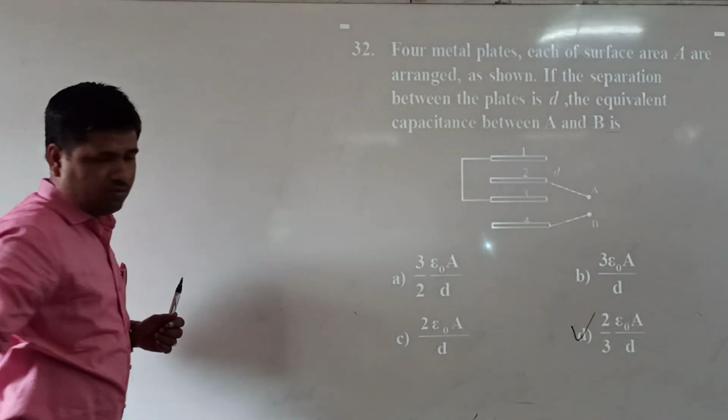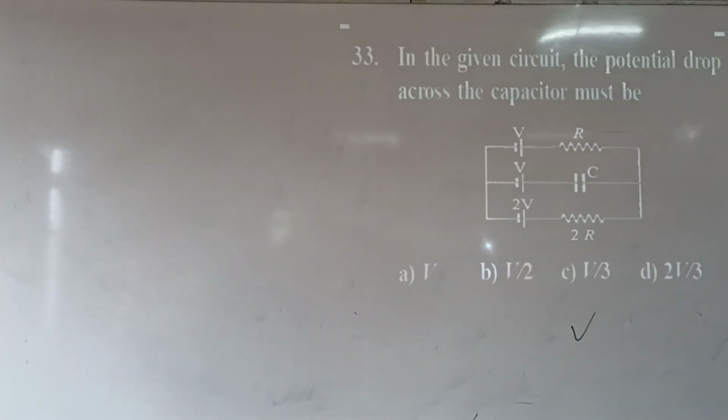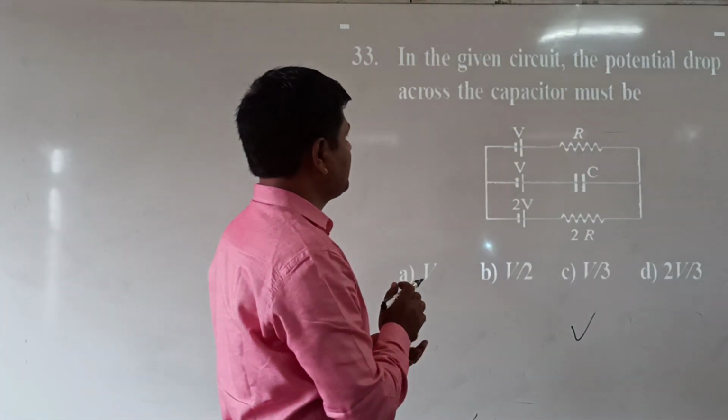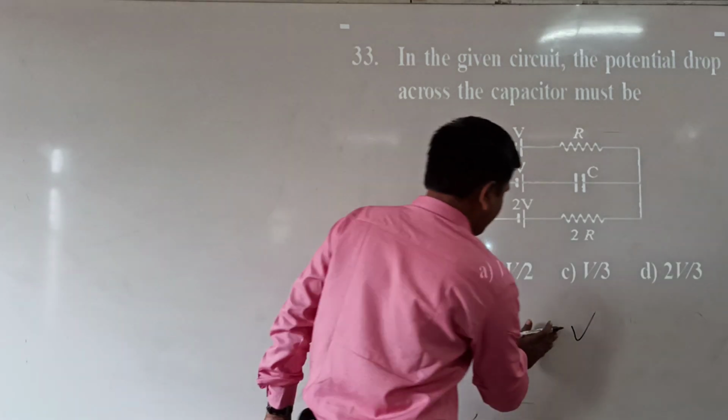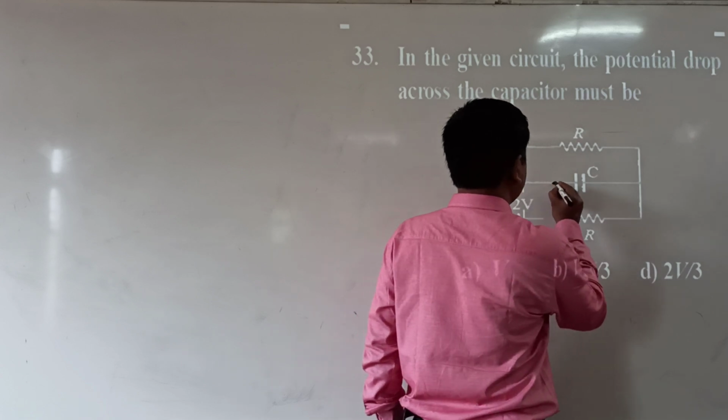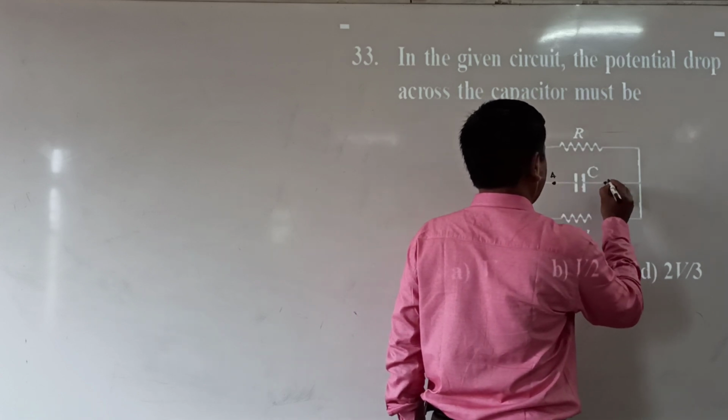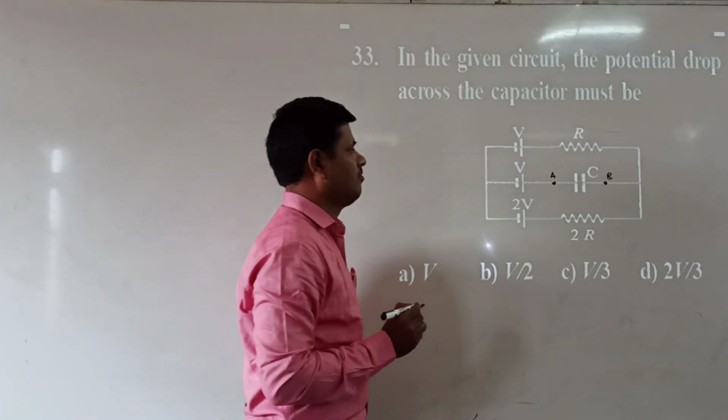Next we go to question number 33. Listen, in the given circuit, we have to find the potential drop across the capacitor. Here, across the capacitor, we can find the potential drop. This is considered as point A and point B.